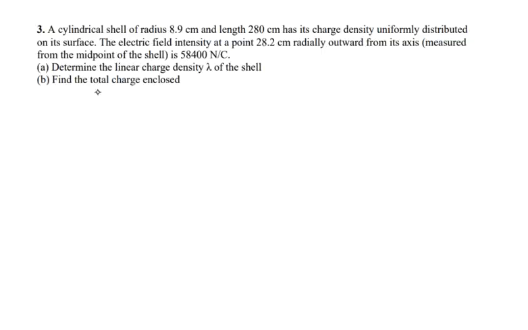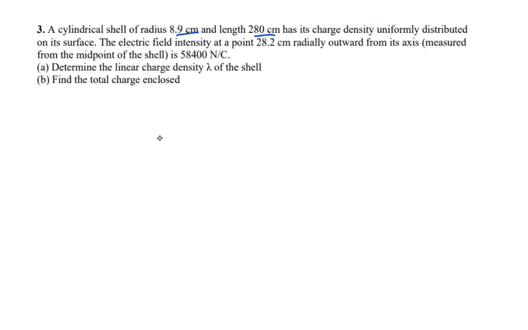In this video, we'll be solving this question. The question says a cylindrical shell of radius this and length this has its charge density uniformly distributed on its surface. The electric field intensity at the point 28.2 centimeter radially outward from its axis is this. Then we should determine the linear charge density and the total charge enclosed.